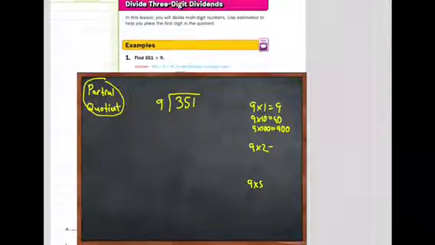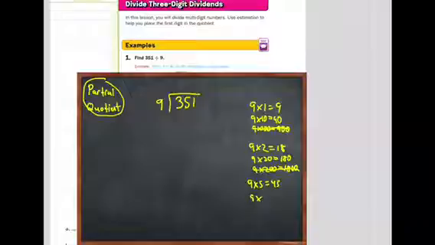9 times 2 is 18, so 9 times 20 is 180, and 9 times 200 is 1800. We're not going to have to go that high, actually, because this one only goes up to 351. And 9 times 5 is 45, and 9 times 50 is 450. So these are just the helpers, but you can use other ones, which you may see me use in other problems. So we're going to start with 9 into 351.